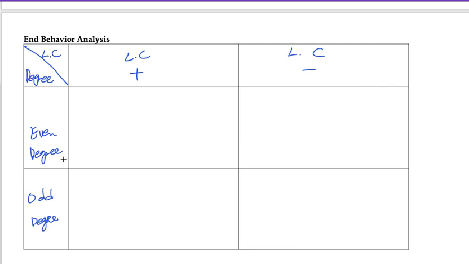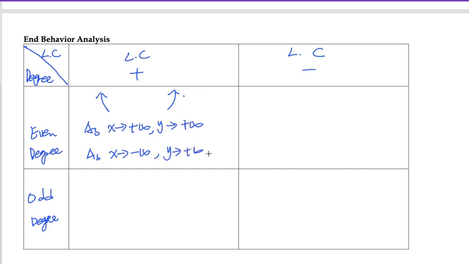When we have even degree and the leading coefficient is positive, the end behavior is going to look like this: both ends are going up. We can describe the end behavior as x approaching positive infinity, y approaching positive infinity, and x approaching negative infinity, y is also going up, approaching positive infinity. So both sides go the same way.